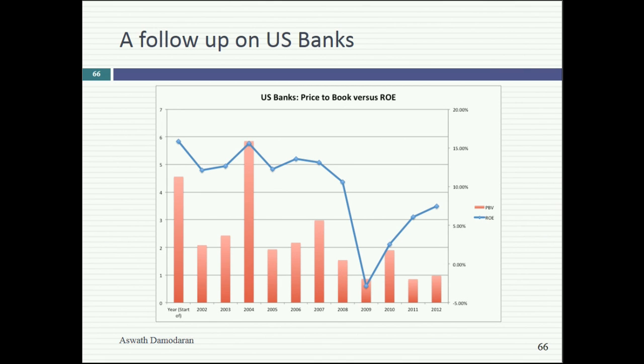So here's my question. Now that returns on equity are climbing back up, why aren't price-to-book ratios bouncing back? Money center banks collectively in the U.S. now trade at less than book value, even though they're reporting pretty healthy returns on equity. Why do you think price-to-book ratios have not bounced back up as returns on equity have gone up?